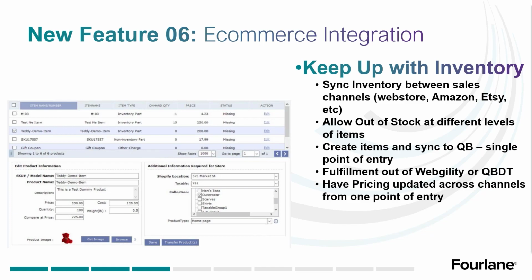We can create items and sync it to QuickBooks for a single point of entry. So you can create items in QuickBooks, go to the web store, or in Webgility and sync it to QuickBooks. You can do fulfillment out of Webgility or out of QuickBooks. And you can have pricing updated across all the channels in a single point of entry. Anybody's ever had to do pricing updates in web stores? Oof, not fun.